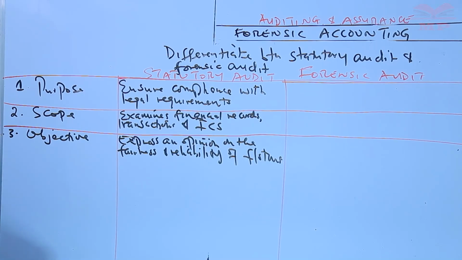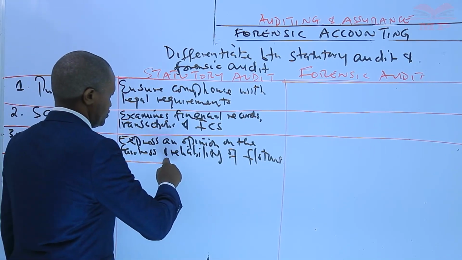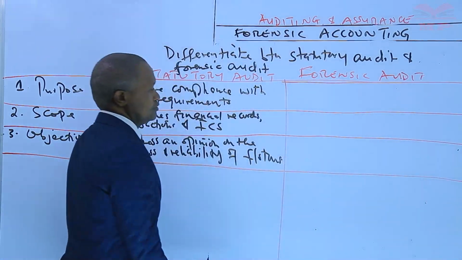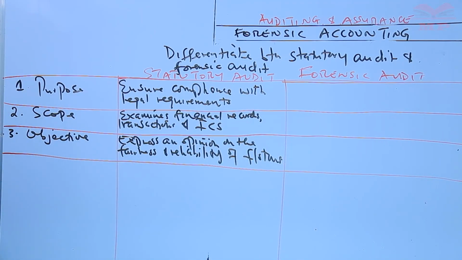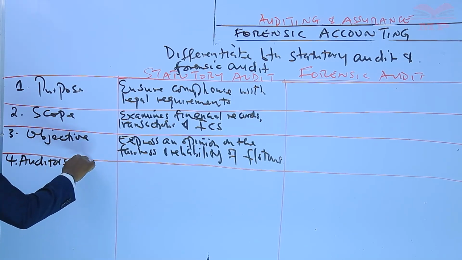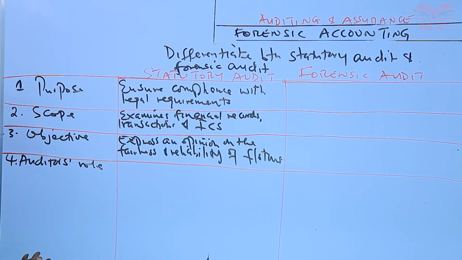Then we have number 4, the fourth basis for distinction, which is the auditor's role. What is the auditor's role in a statutory audit? Now, the auditor's role is to assess financial records, to test controls, to verify the accuracy of financial statements, and to issue an audit report. Do you understand?